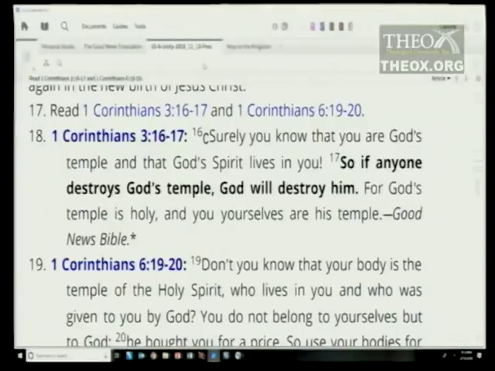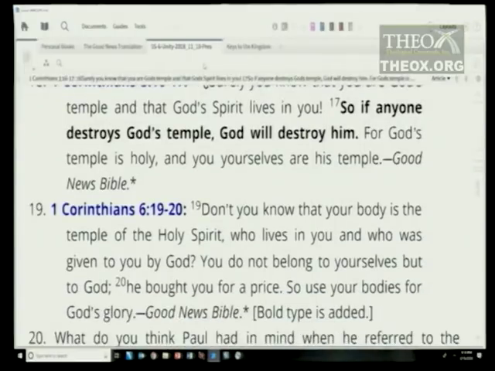1 Corinthians 3:16 and 17 from the Good News Bible. Surely you know that you are God's temple and that God's Spirit lives in you. So if anyone destroys God's temple, God will destroy him. For God's temple is holy, and you yourselves are his temple.